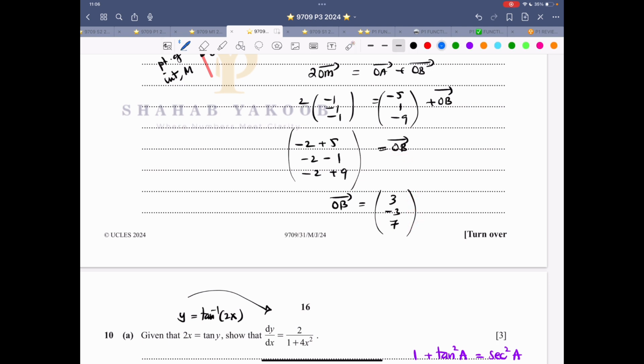And that finally finishes this particular paper, which is May-June 2024, variant 31, all done and dusted.